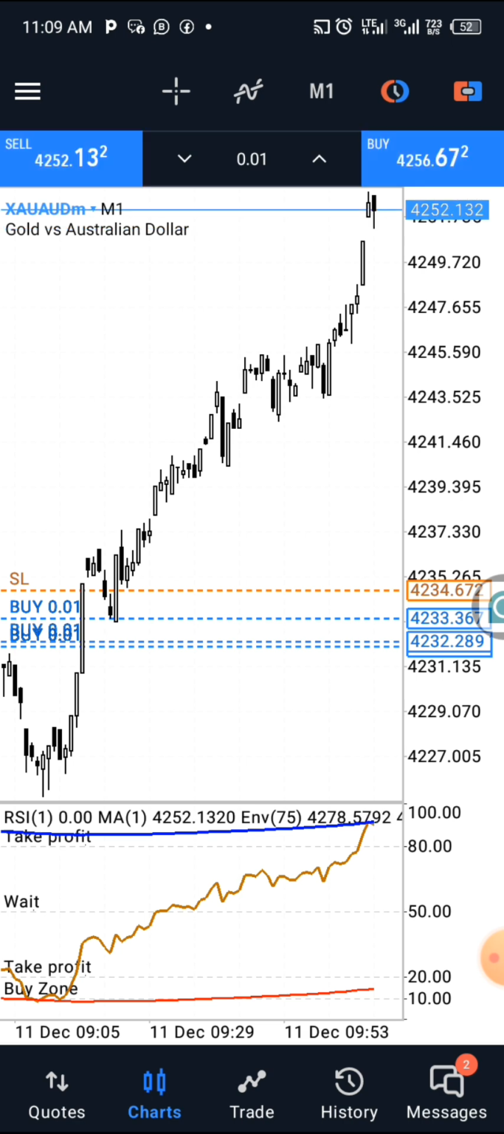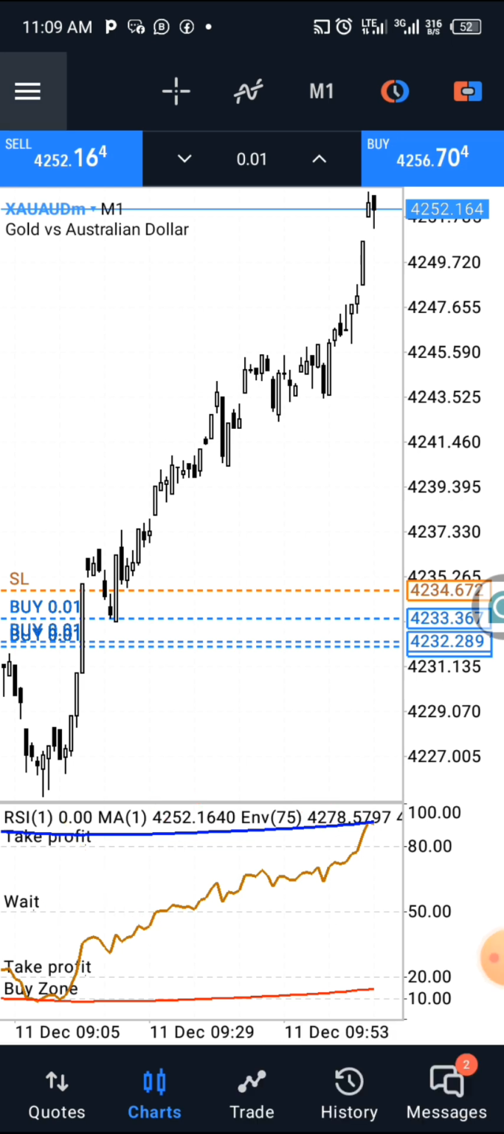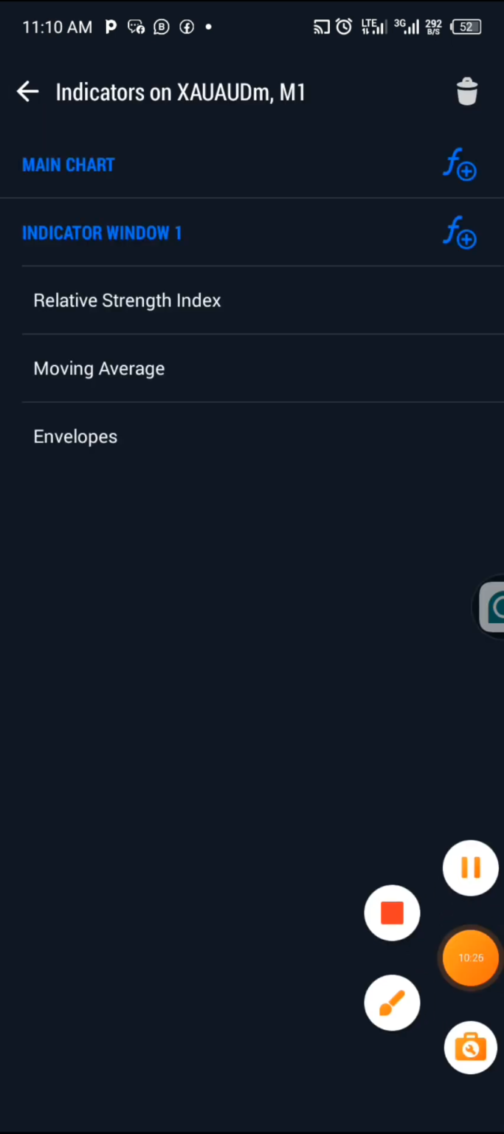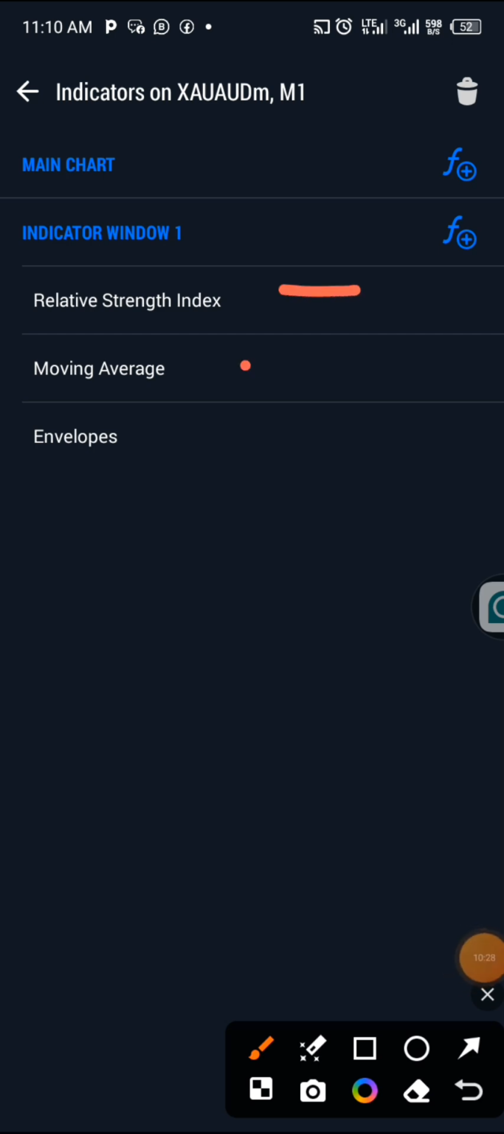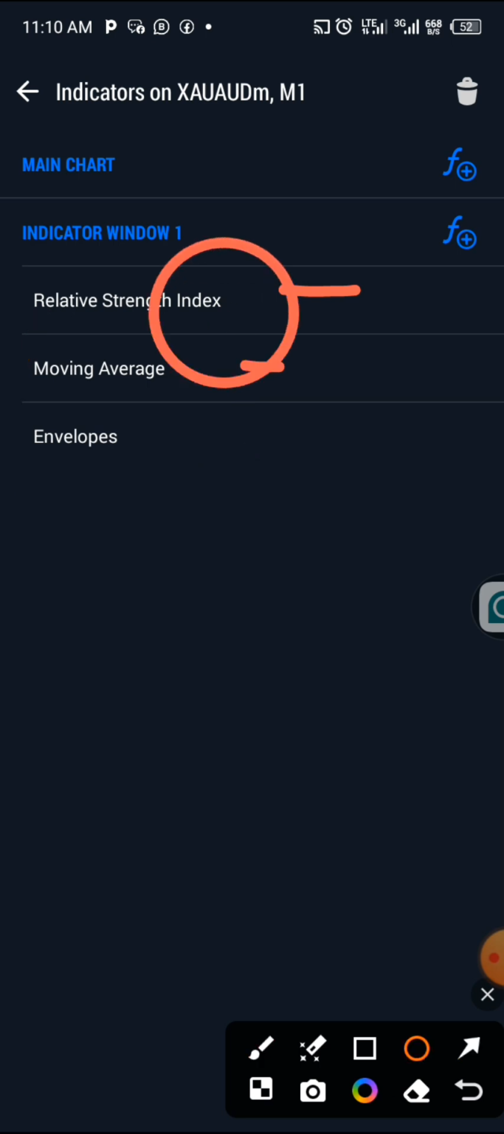So let me quickly show you guys how to set up this indicator on a chart. Like I said before, if you've watched my previous video, you must have seen how I set up this indicator on my chart. But if you've not, let me quickly show you. You click on the F icon. The relative strength index, moving average, and envelope are the three indicators we're going to be using for this strategy.